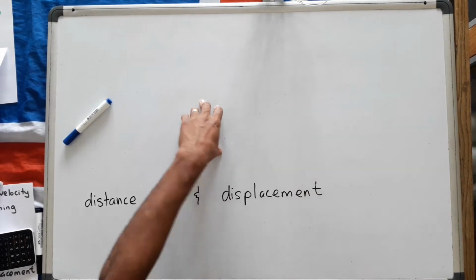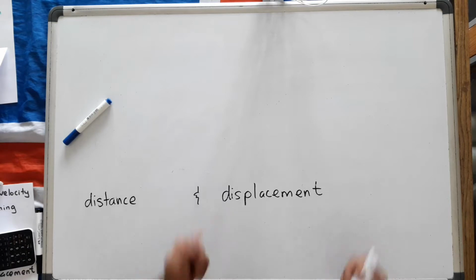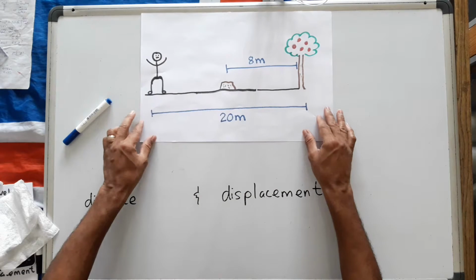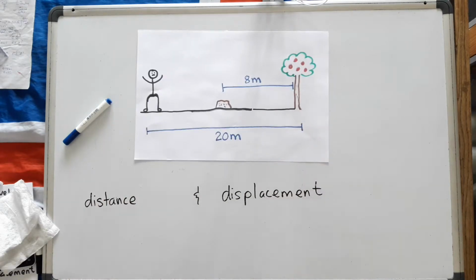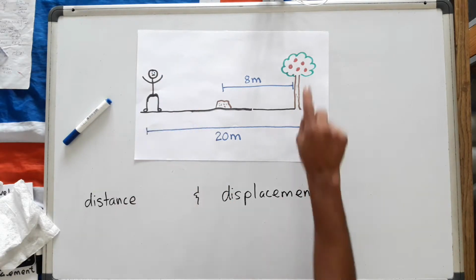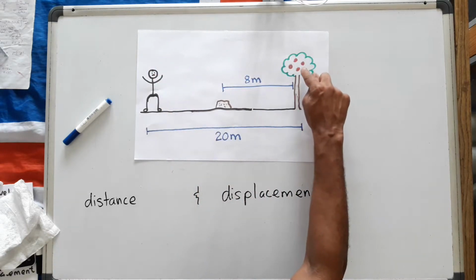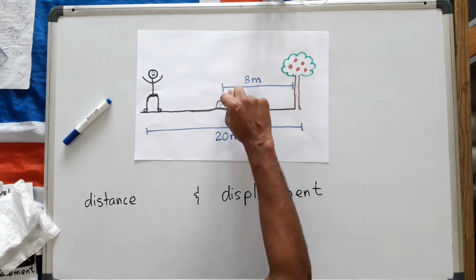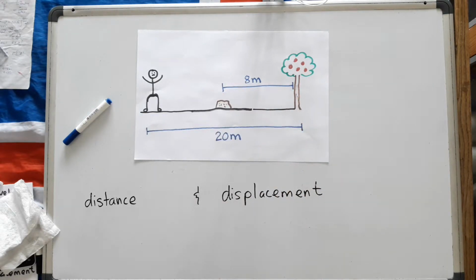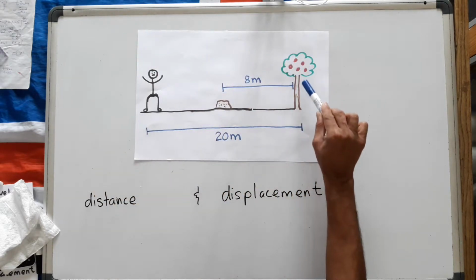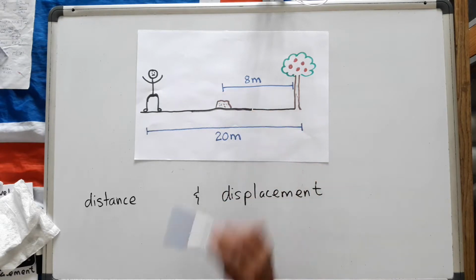All right. The next one, distance and displacement. What's the difference between the two? All right. I'm going to use this diagram to explain the difference between distance and displacement. Here we have Jack. Jack wants an apple. So Jack plans to walk to the apple tree, pick an apple, and then walk back to this rock and sit and eat his apple. So he's going to walk like this. He's going to walk to the tree first and then come all the way back and sit here.